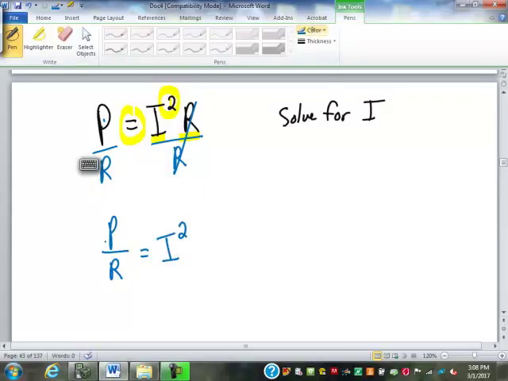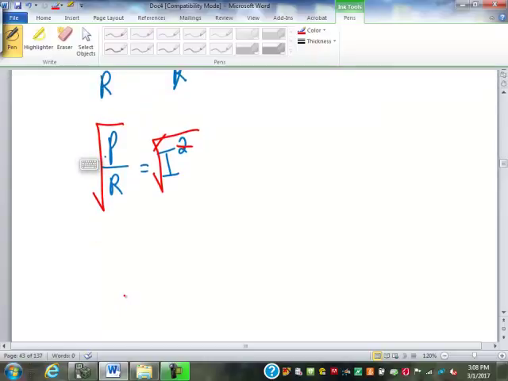So now we have to get rid of the squared. What is the opposite operation to squaring something? Square root. Very good. So the square root is going to cancel out the squared. I have to make sure I square root the other side. So that is the square root of P all over R. Make sure that's all under the square root equals I.